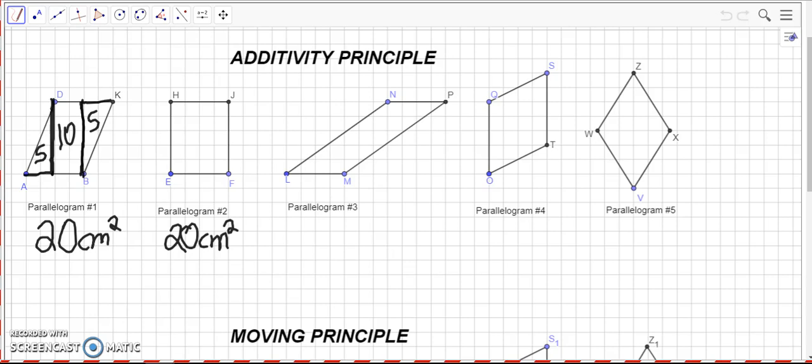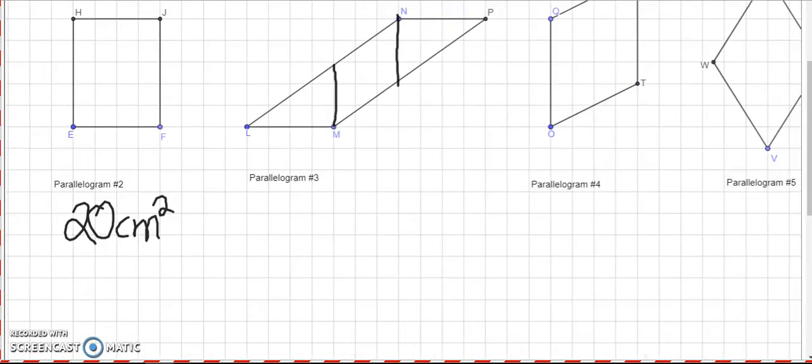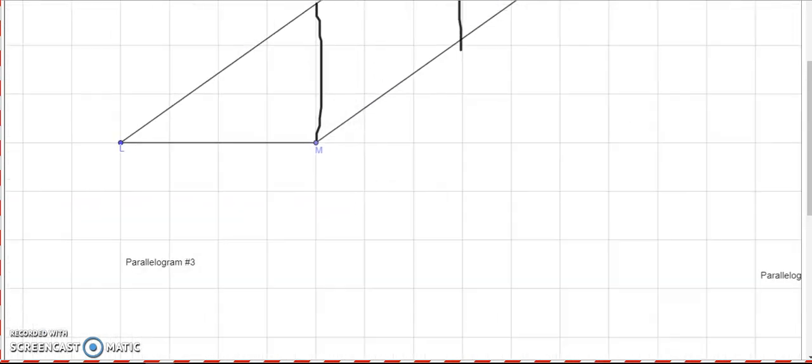When I move to parallelogram 3, sometimes people like to try to draw a line down from N and over to M, but here's the issue. Let me zoom in here and show you why you shouldn't do this, and this is not a good one to use the additivity principle.